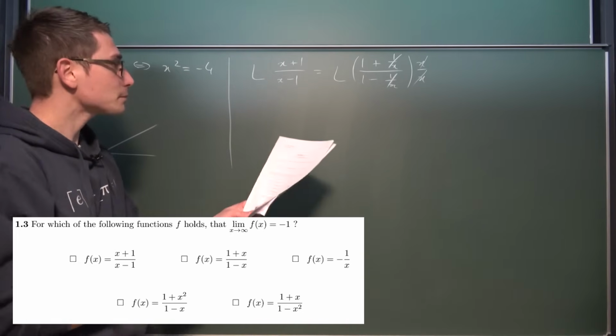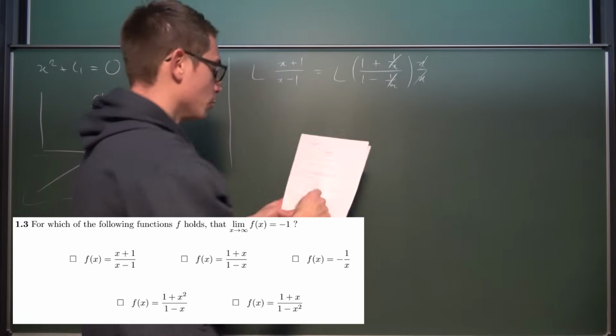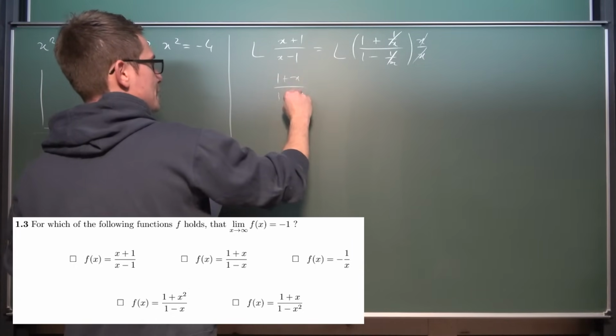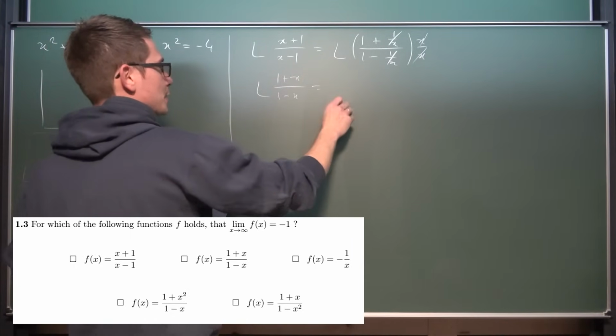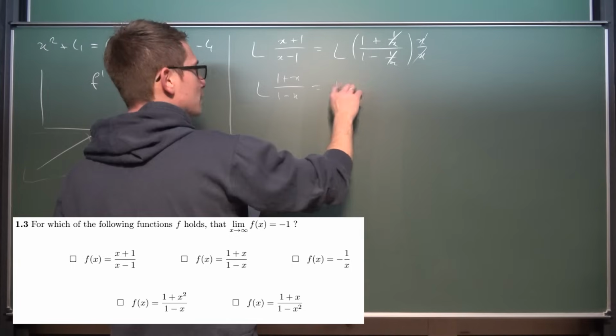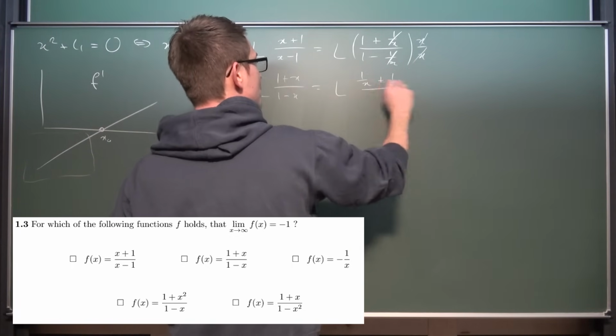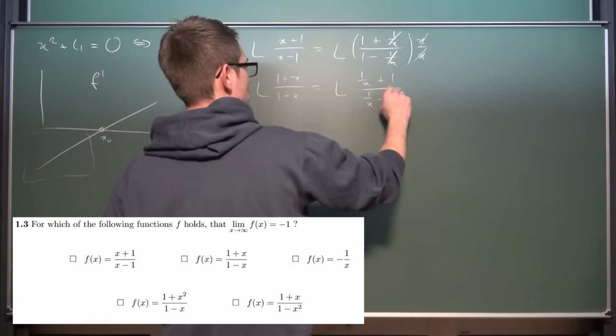So this is not the case. Now what about the other one? So we got (1 plus x) divided by (1 minus x) this time around. Now factoring out the x once again leaves us with the limit as x approaches infinity of (1 divided by x plus 1) divided by (1 divided by x minus 1).